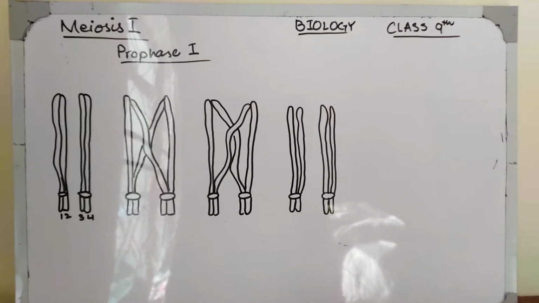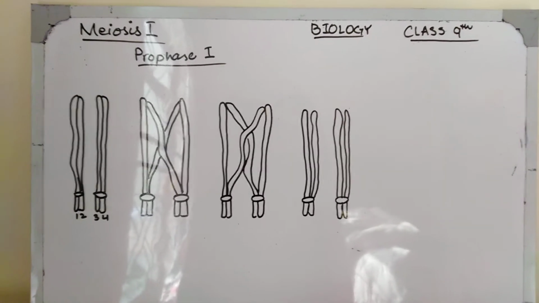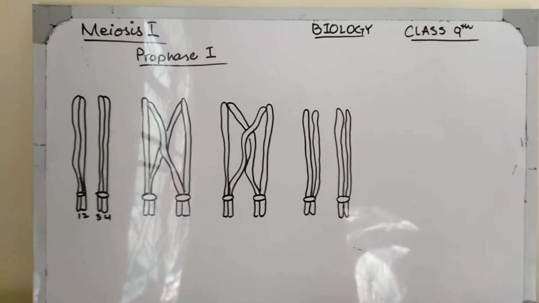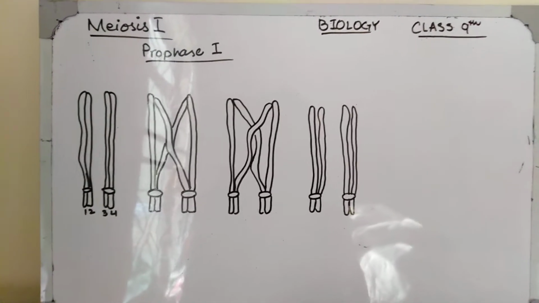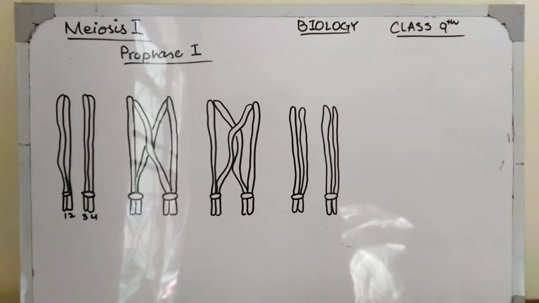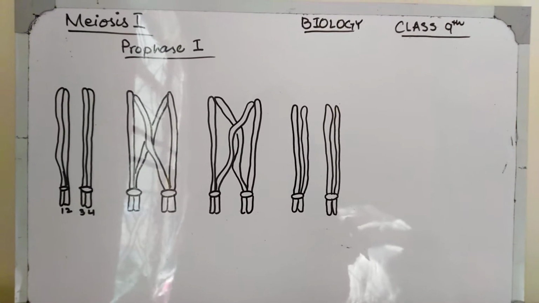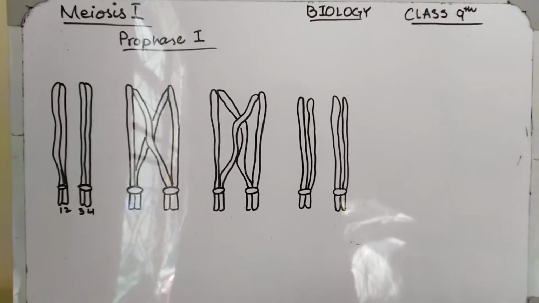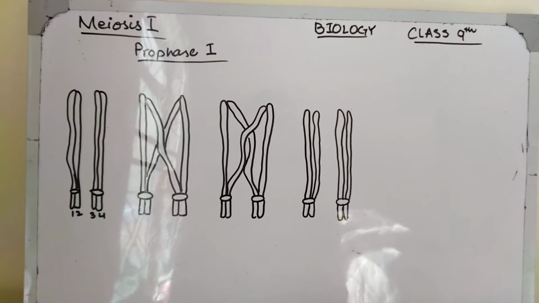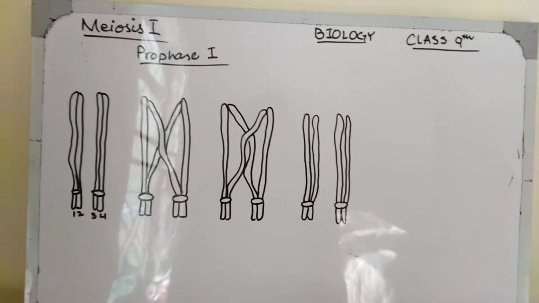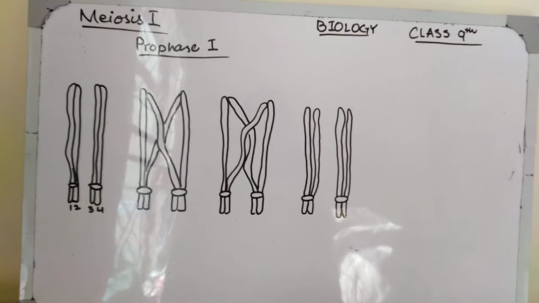The first step of meiosis is prophase 1. The main difference between mitosis and meiosis exists in prophase 1, and it is the longest phase in meiosis. This is an important MCQ: which one is the longest phase in meiosis? The correct answer is prophase 1.